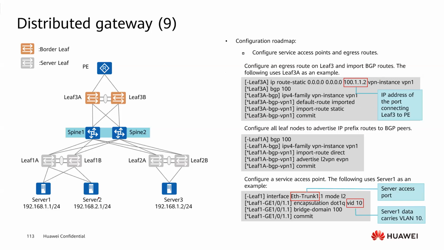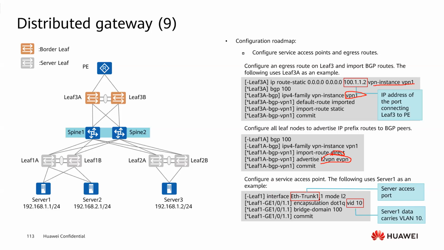And now it is to configure the routes. You find that the routes on the leaf 3 are configured into the VPN instance, all right, and then we need to import the routes into the VPN instance. And then for the leaf 1, we need to configure import of the direct routes and advertise the Layer 3 VPN routes, right? And at last, we need to configure the access point.